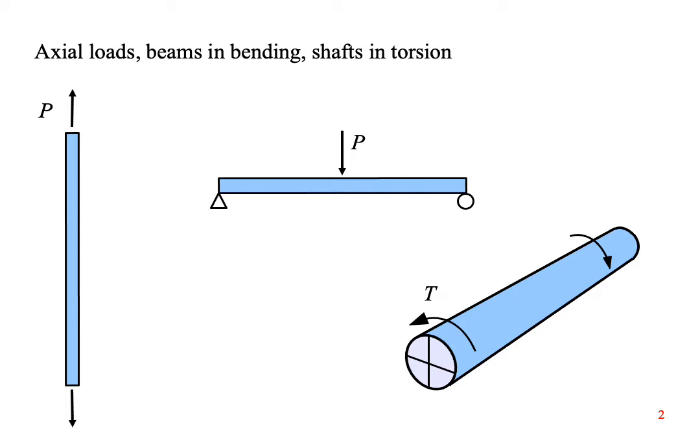Finally, the fourth type of information involves properties of the cross-section, which include the area, the shape, the positions of the horizontal and vertical neutral axes, and the moment of inertia.